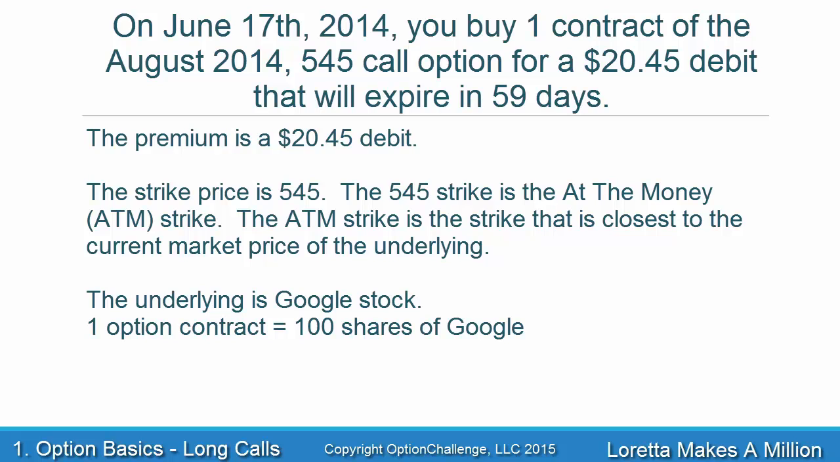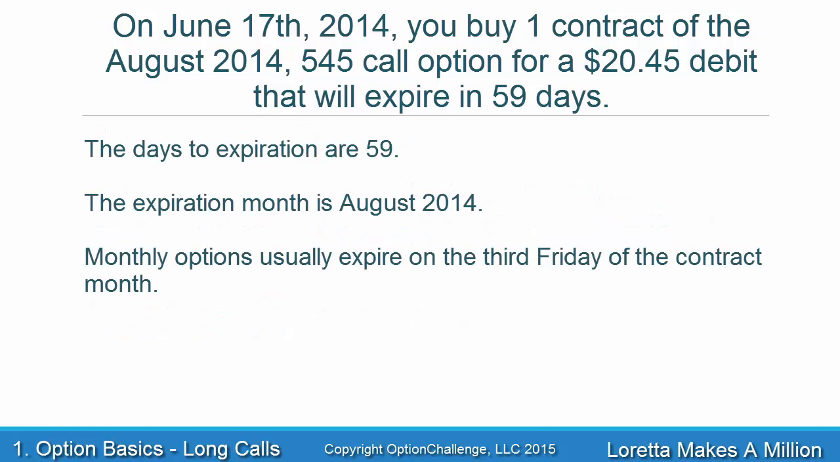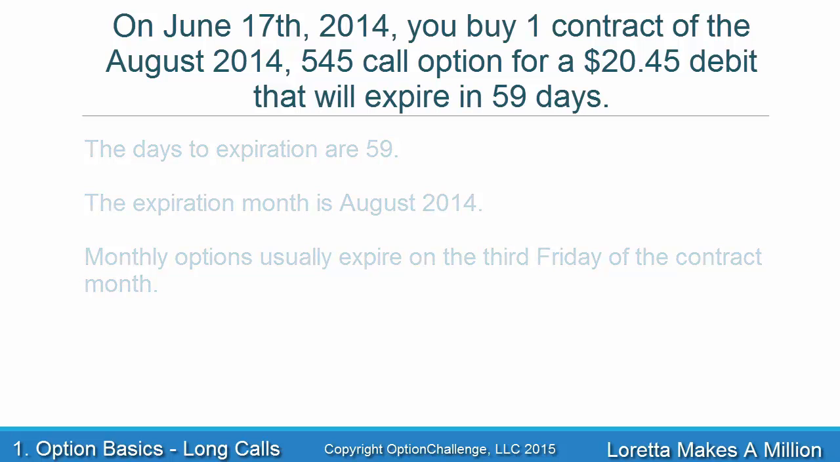The $545 strike is the at-the-money strike. The at-the-money strike is the strike that is closest to the current market price of the underlying. The underlying is Google stock. Remember that one option contract is equal to 100 units of the underlying. In this example, one contract is equal to 100 shares of Google. The days to expiration are 59. The expiration month is August 2014. That means that the option will expire in the month of August 2014. Monthly options usually expire on the third Friday of the contract month.